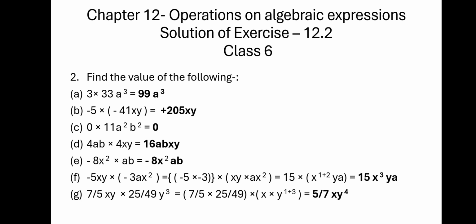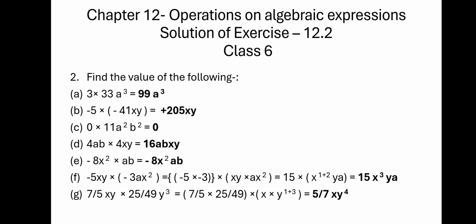Exercise 12.2, the second question. Find the value of the following. 3 into 33a cube is 99a cube. Negative 5 into negative 41xy, that is negative 5 into negative 41 is positive 205xy. 0 plus 11a square b square equal to 0. That is because 0 multiplied by any term will give you 0.